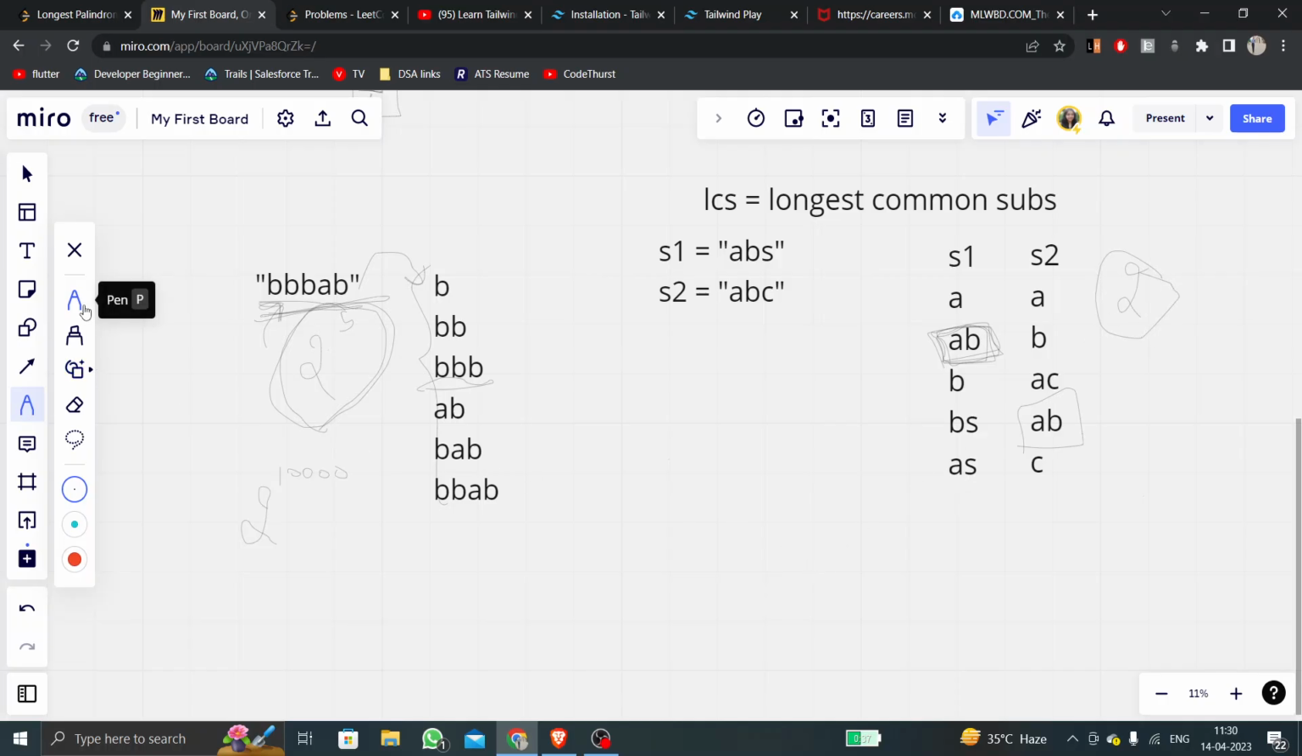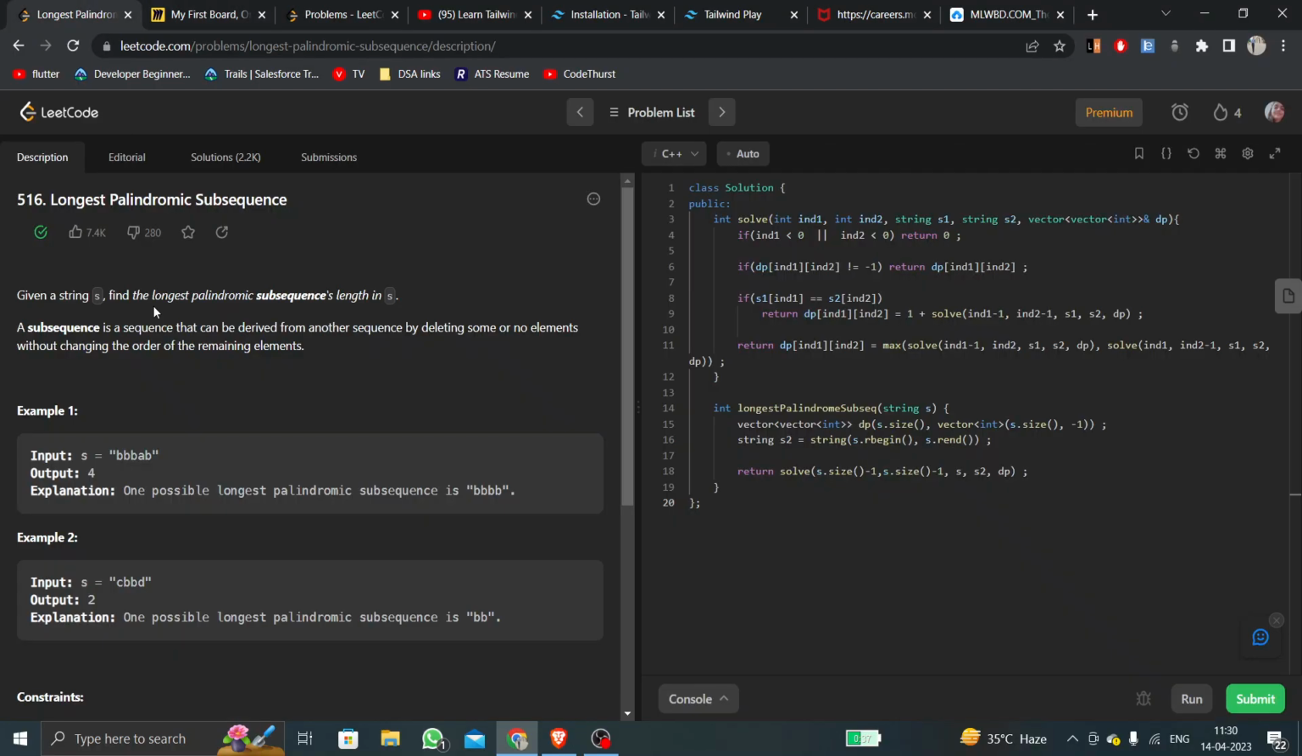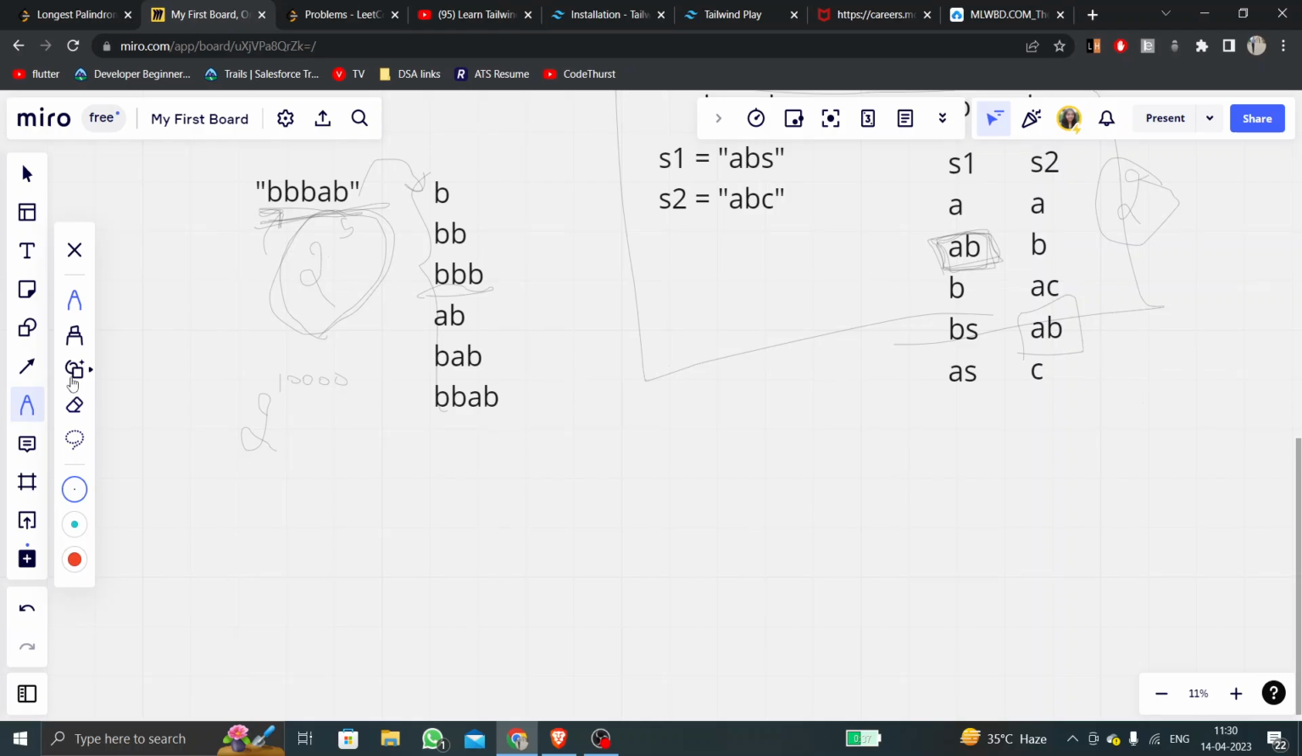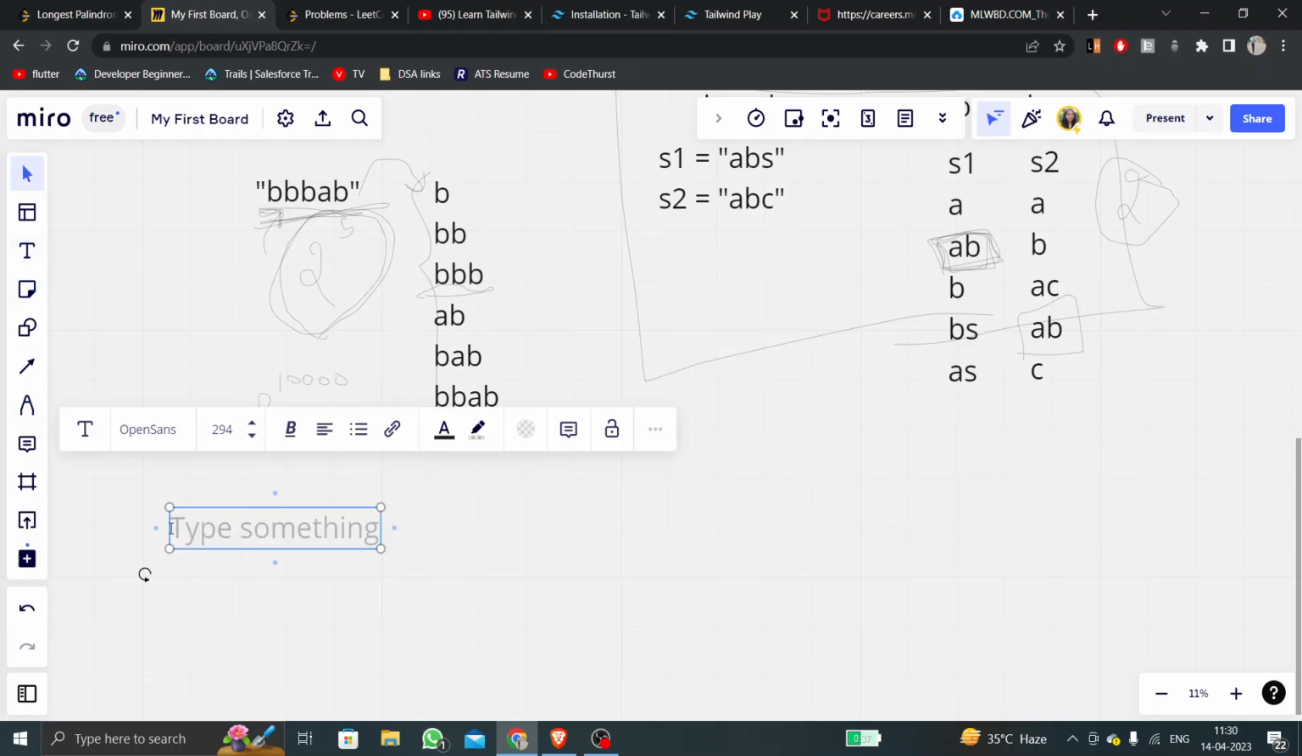We are using this particular approach to solve this question, longest palindromic subsequence. How are we going to use it? If this question is asked to you in an interview, the interviewer will be expecting you to do this question by this particular method only. The string which is given to you is BBBAB.